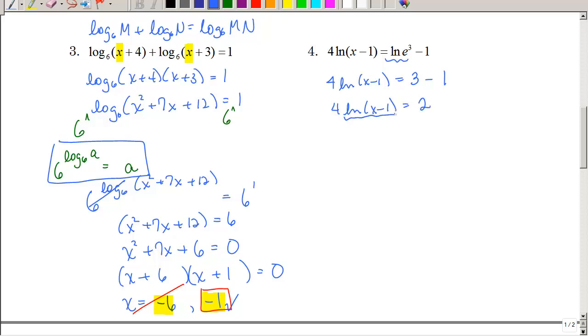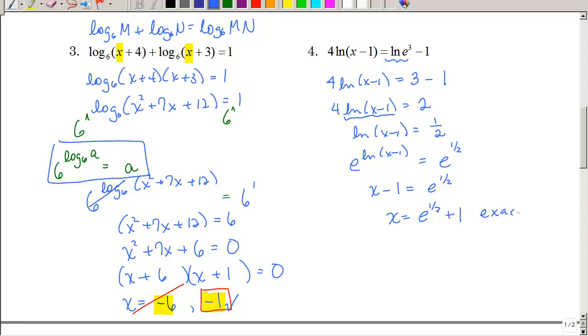I've got to get this by itself. So let's divide by 4. So 2 over 4 is 1/2. And now I'm going to e both sides. Now because of the inverse property, I have x minus 1 equals e to the half power, solving for x by adding 1. So that is my exact answer.